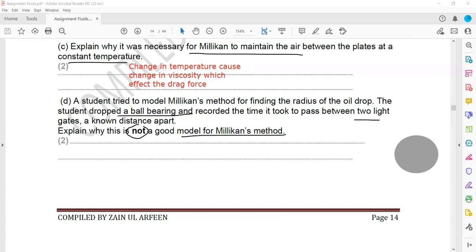And the ball bearing size is larger, so the flow of the fluid might not be laminar, because Stokes' law for viscous drag is only applicable when there is laminar flow. So what we can say is the ball bearing may not reach the terminal velocity. That's one thing.